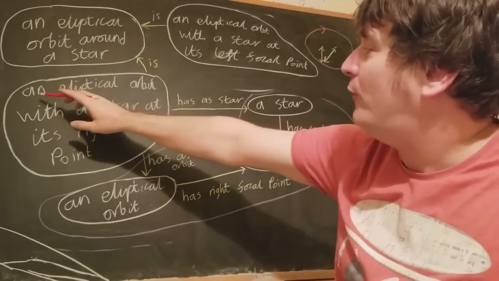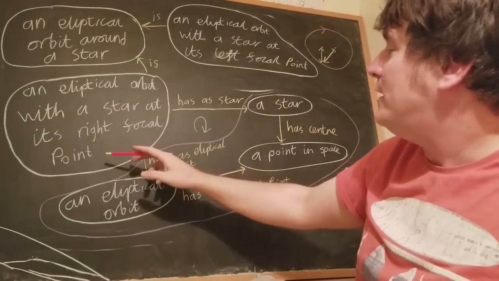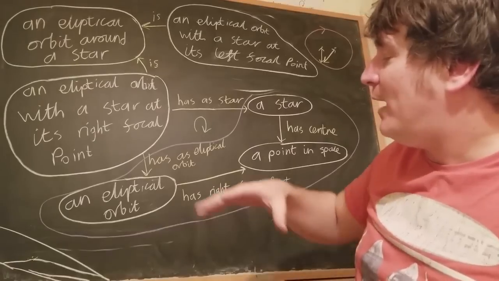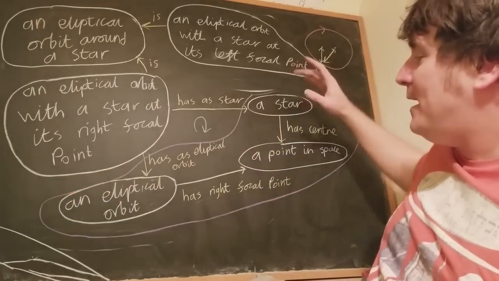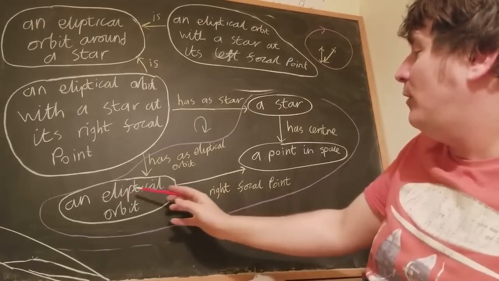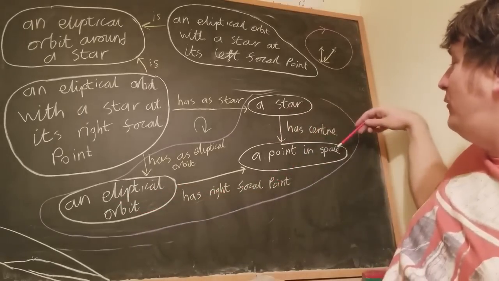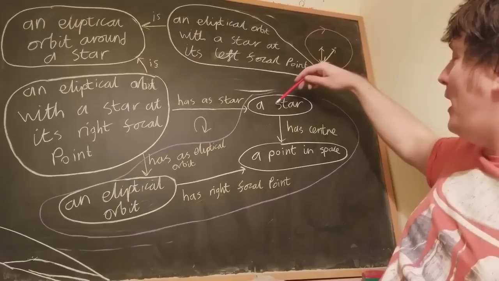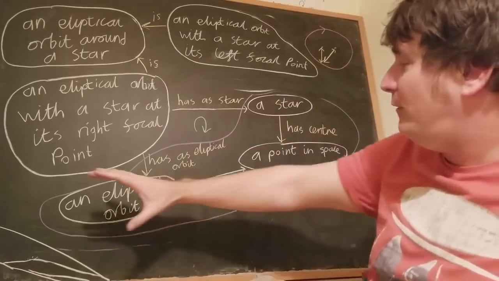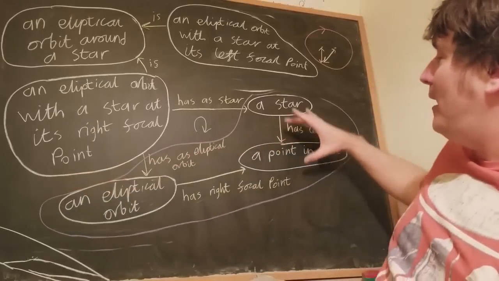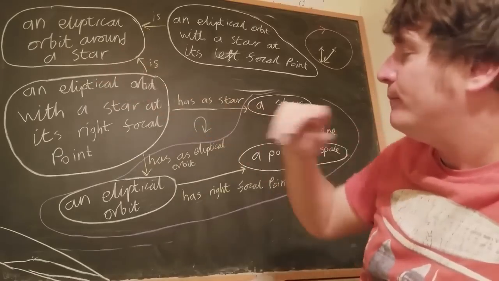So what's an elliptical orbit with a star at its right focal point? Well, I would say that it's the pullback of this diagram here. So we have an elliptical orbit which has a right focal point, that's a point in space, and a star has a centre, which is a point in space. So I think if you take the pullback of this part of the diagram, you get this notion.